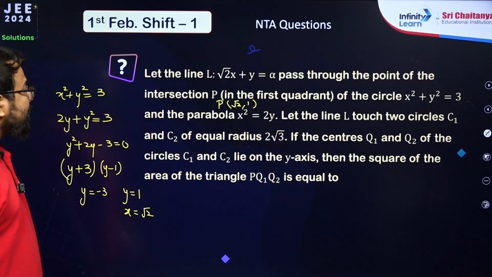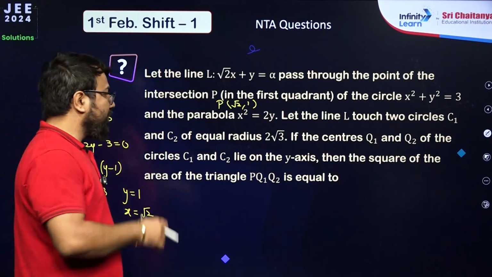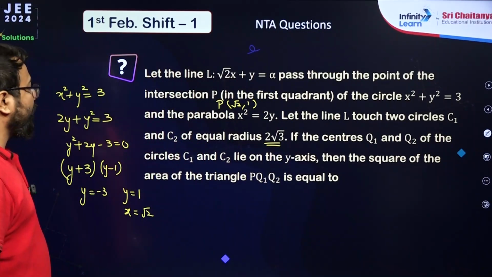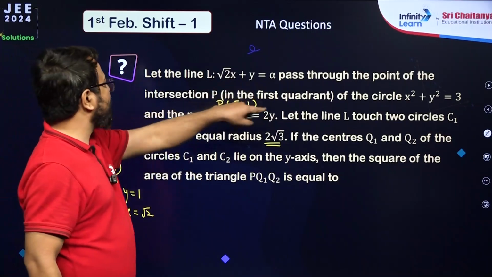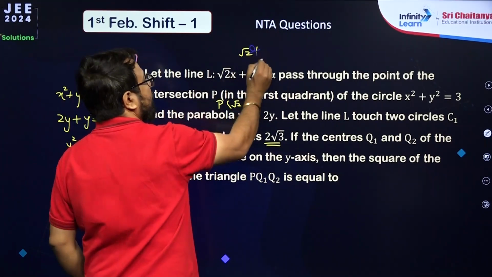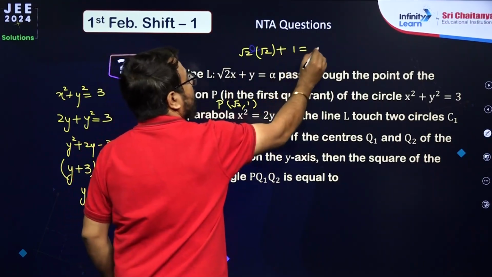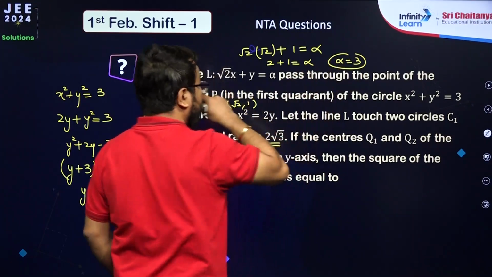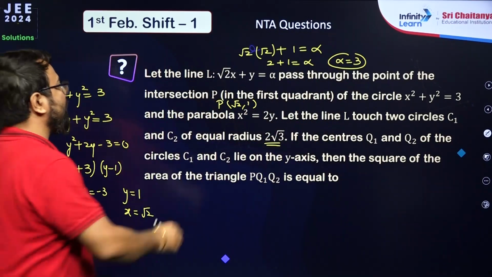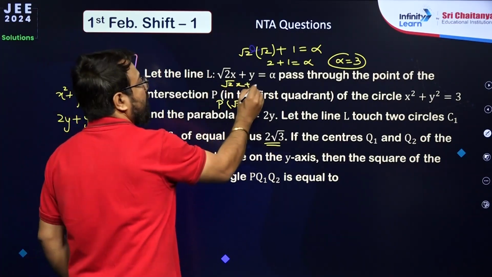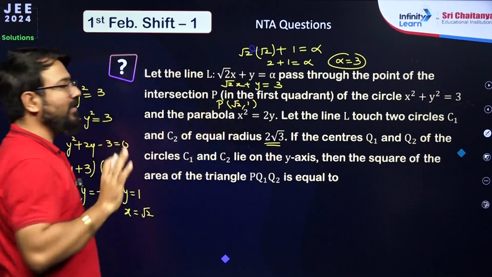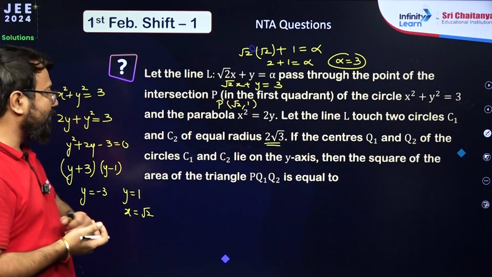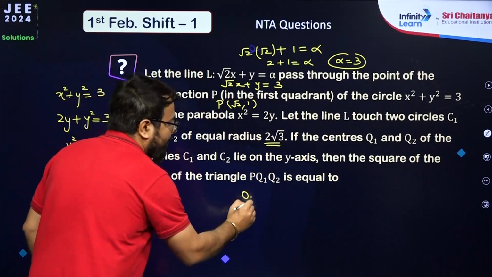Let the line L touch the two circles C1, C2 of equal radius 2 root 3, okay. If the centers are Q1 and Q2 of C1, C2, so this line passes through the point of intersection, that means root 2x plus y is equal to alpha. From here I can find the value of alpha. Alpha will be 3. Okay, that's fine. So this line now becomes root 2x plus y is equal to 3. So this line touches the circles with radii 2 root 3 and 2 root 3 and their centers lie on the y-axis. Let the center be at the point 0 comma k.